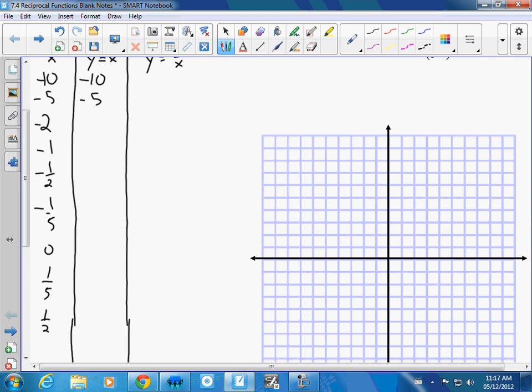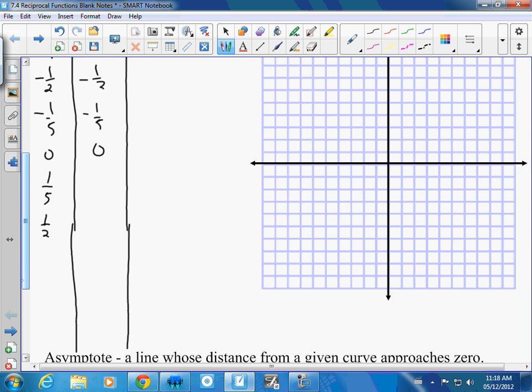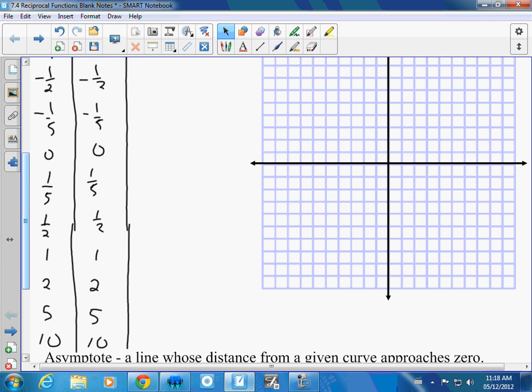Okay, what's negative 2? What's y? Negative 2. Okay, thank you. What's negative 1? What's the y? Negative 1. What's negative a half? What's the y? Negative half. Negative a fifth. 0. What about 1/5? What is it? 1/5. 1/2. What's our next number after that? 1, 2, 5, and 10. Those are our numbers, right? So what do you notice about the x and the y? They're the same. So can we graph this?